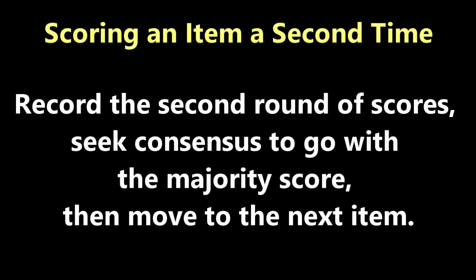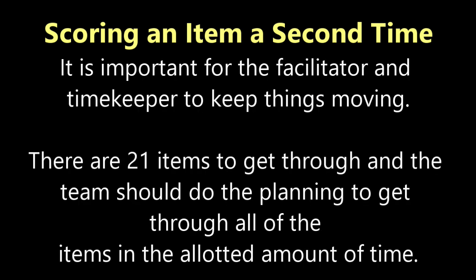It is important for the facilitator and timekeeper to keep things moving. There are 21 items to get through, and the team should do the planning to get through all of the items in the allotted amount of time.